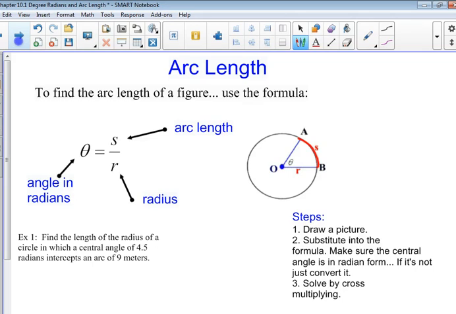Now you're going to see these special words when you're dealing with arc length. They're going to say something about an arc length, a radius. Then I can call this a central angle, and the central angle is theta. And this is very, very important: the angle that they give you has to be in radians. You want it to be in radian form. Because if it's not in radian form, what do you guys think you have to do?